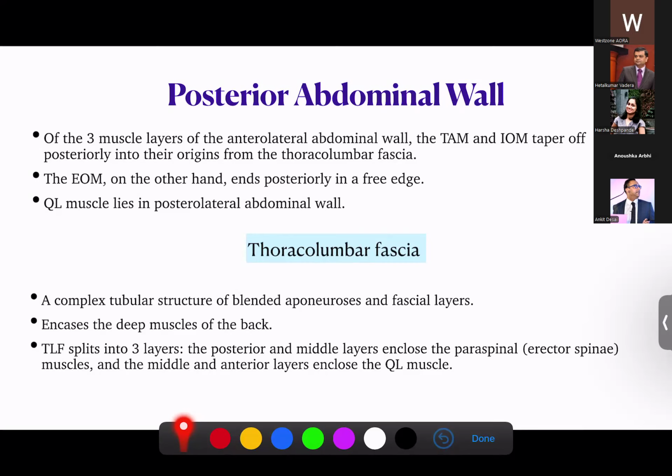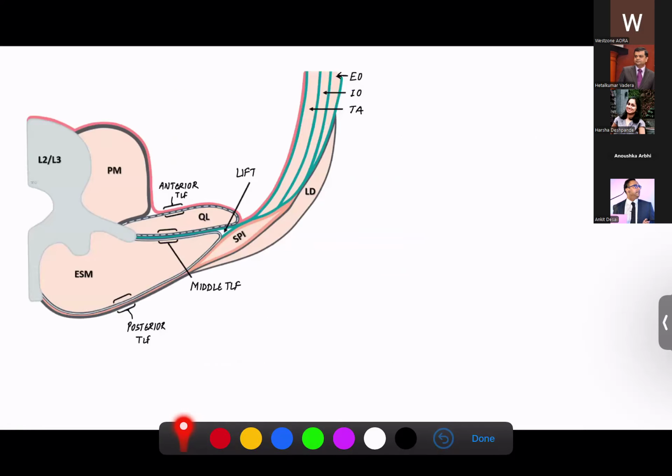So the thoracolumbar fascia is an important structure, which we will see further. It is a complex tubular structure of blended aponeurosis and the fascial layers, which encases the deep muscles of the back. It splits into three layers: the anterior, middle, and the posterior layers. The posterior and the middle layer enclose the paraspinal, or mainly the erector spinae muscle, and the middle and the anterior layers enclose the QL muscle, as seen in this diagram.